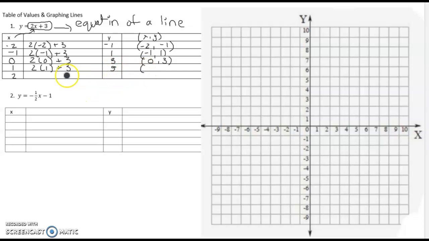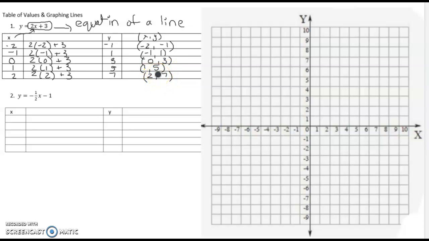So our x-coordinate is 1, and our y-coordinate is 5. And last one here, we're going to plug in a 2. That goes in place of this x right here. So it's going to be 2 times 2 plus 3. Well, 2 times 2 is 4, and 4 plus 3 is 7. So when we fill in our points, x is 2, and y is 7.